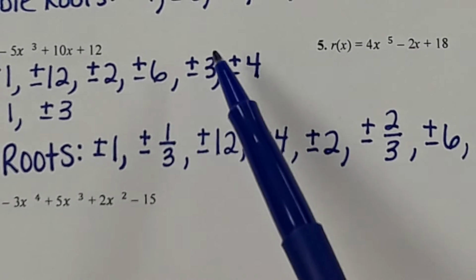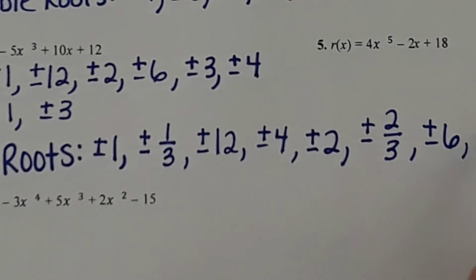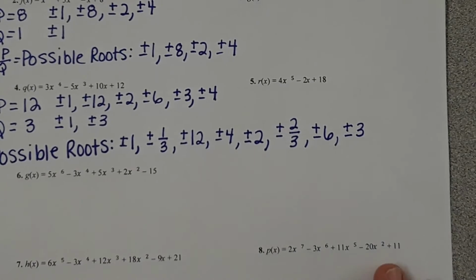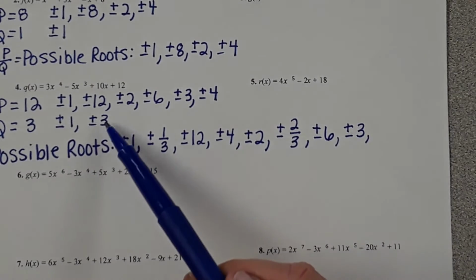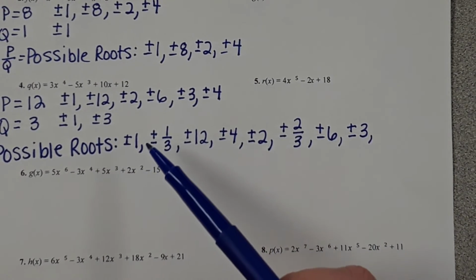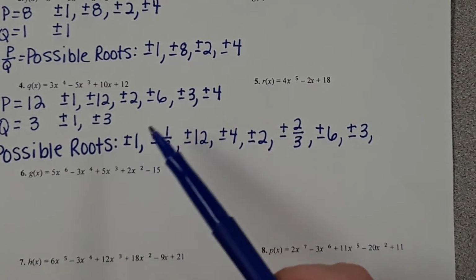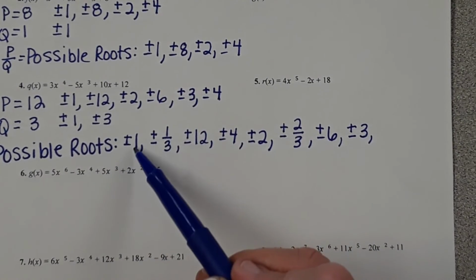Okay, let's do 3. 3 over 1 is 3. So I'm going to put plus or minus 3. You keep listing them. 3 over 3 is 1. I don't need to write it again. You only have to write the roots one time. So 3 over 1 is 3, but 3 over 3 is 1.